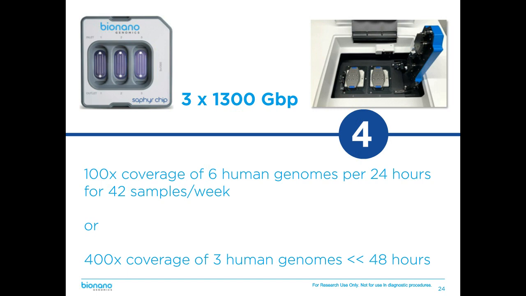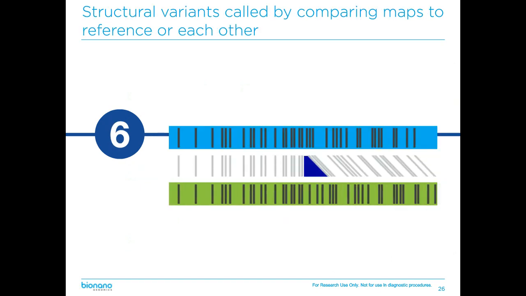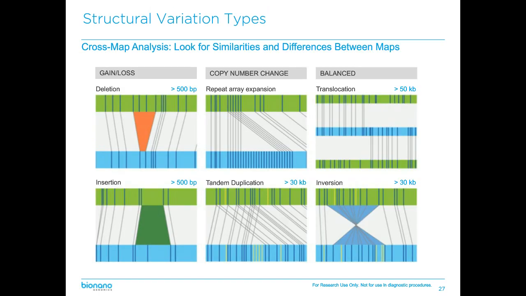Once these images are collected, we extract the digital information and do a complete de novo assembly of the genome by aligning every molecule that we image with every molecule that we image, and we build a consensus genome map shown below. And then we can compare these maps with each other or with a reference to call structural variants. All major types of structural variants are called. You can see deletions and insertions are called just by measuring the distance between these labels. We do that genome-wide starting at 500 base pairs.